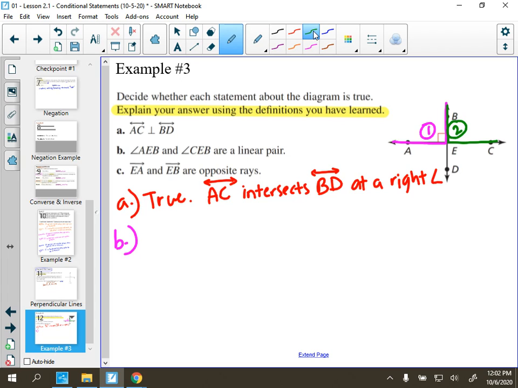So we defined a linear pair as two angles that are adjacent. Oh, so now I've got to know adjacent. And whose non-adjacent sides form a line, essentially. I'm not reading a definition. I'm going off of what I remember about that definition. So let's see, are they adjacent? Yeah, they're sharing this vertex and they're sharing this side. Their non-adjacent sides are forming a line AC. So I would definitely say that, yes, this is also true.